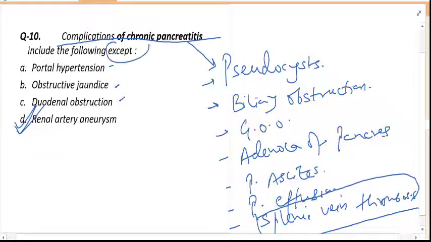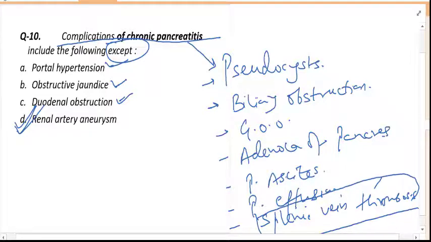They have asked except, so except renal artery aneurysm. Duodenal obstruction because of fibrosis, obstructive jaundice because of fibrosis of the common bile duct, portal hypertension because of splenic vein thrombosis. So these are the complications. Renal artery aneurysm is not a complication.